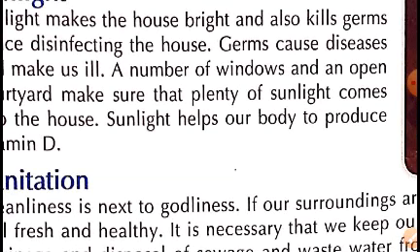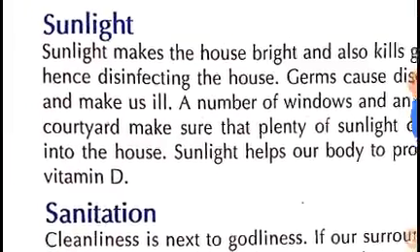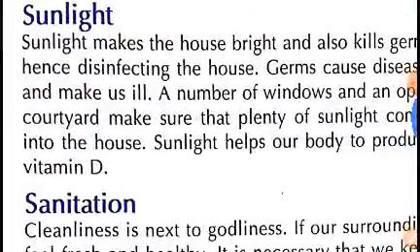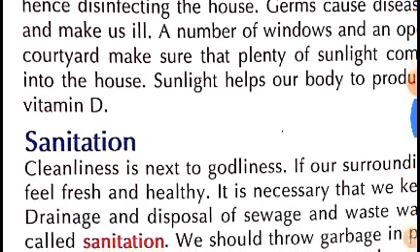So sunlight brightens our home, keeps the rooms dry and keeps the germs away. There should be sufficient windows and doors for the sunlight to enter the house. So I hope children you have understood how important proper ventilation and sunlight are for an ideal house. Now today we are going to read our next topic, that is sanitation.